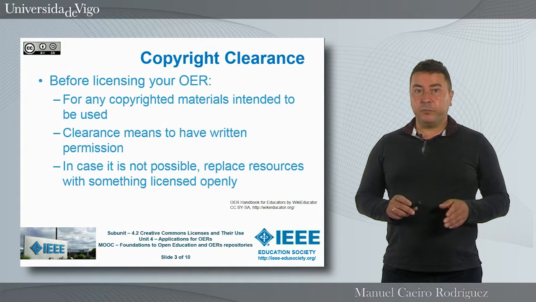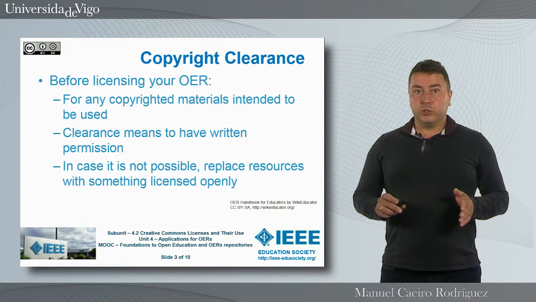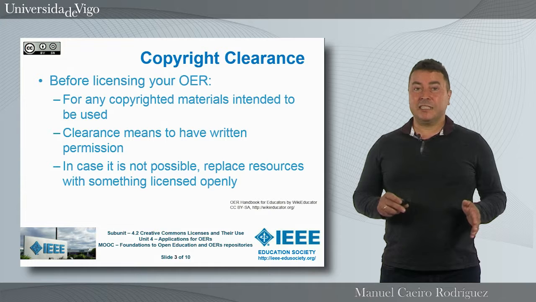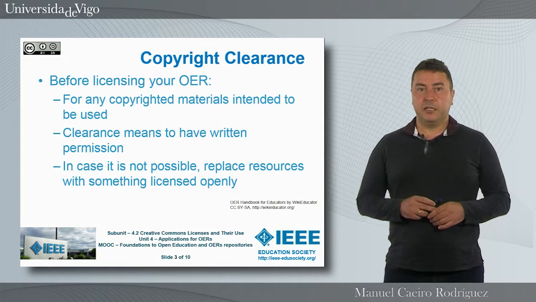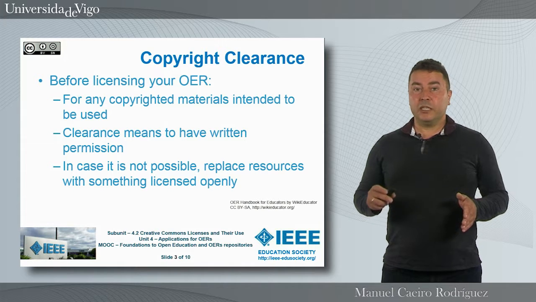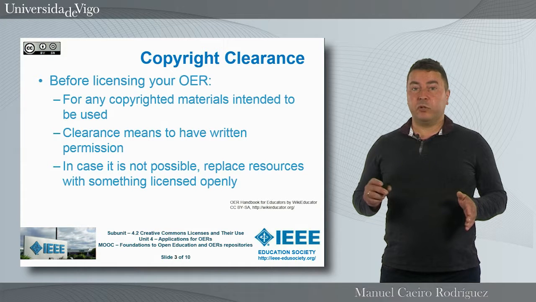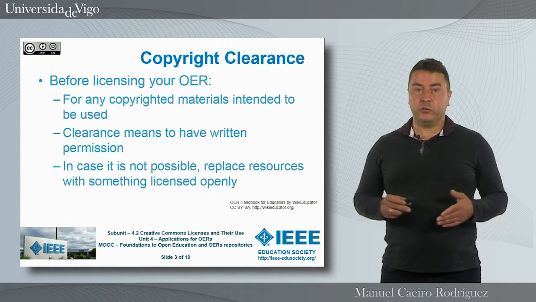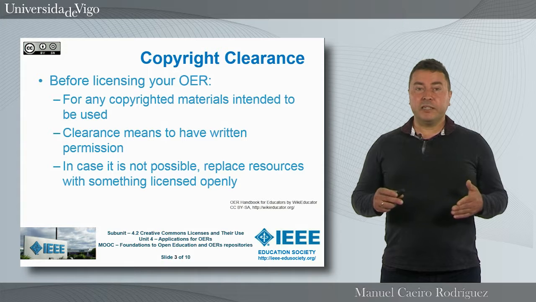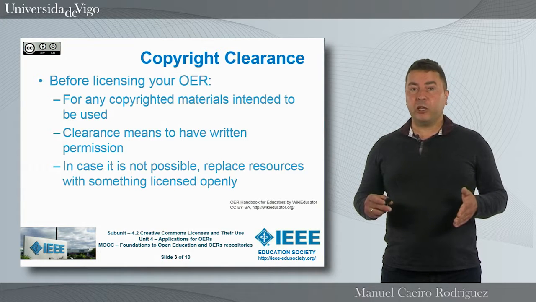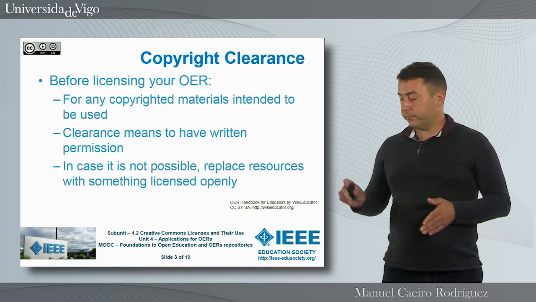When you create an open educational resource using third-party resources, it's important to take into account the licenses of such resources. Before licensing, you will need to obtain copyright clearance for any copyrighted materials you intend to use. Copyright clearance means that you have permission, ideally in writing, from the copyright holder to use the resource.